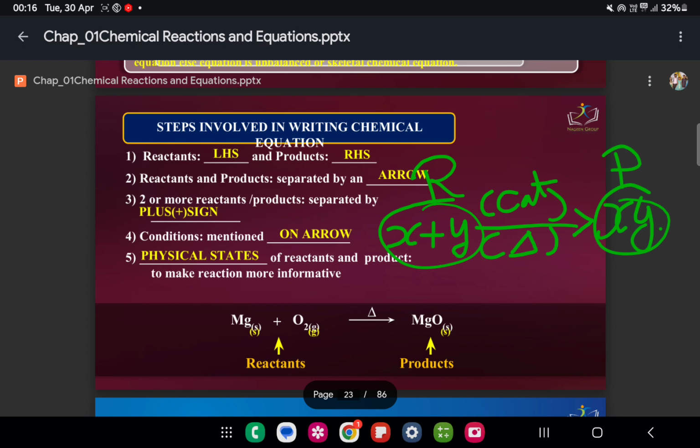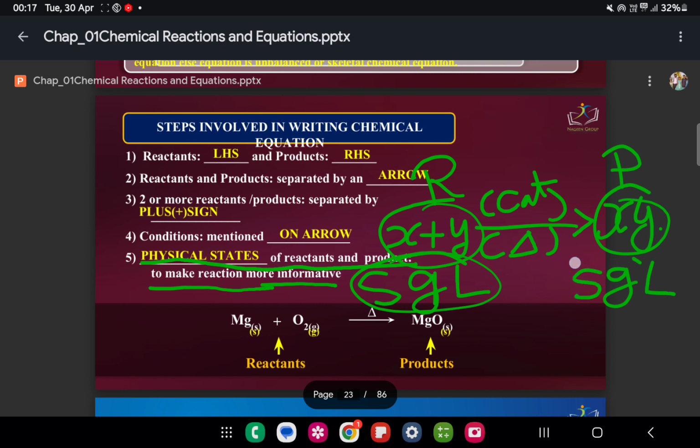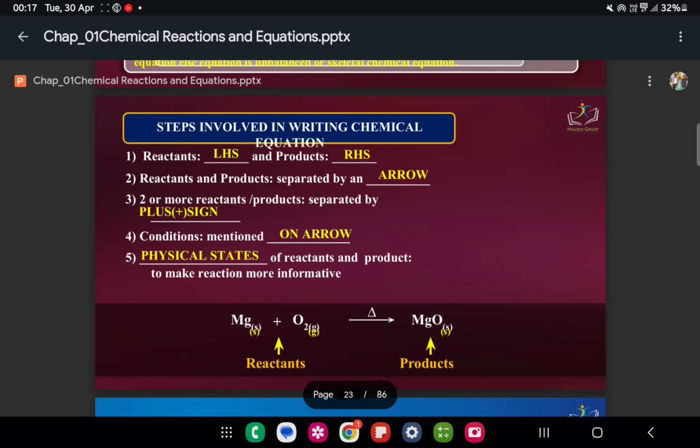Then the fifth one, the physical state of the reactants and products, to make the reactions more informative. It means you have to tell whether it is in gaseous form or liquid, otherwise solid. We have to take that one. If it is gas or liquid or solid, we have to write that also. It is important. An example is given. We will see that one.